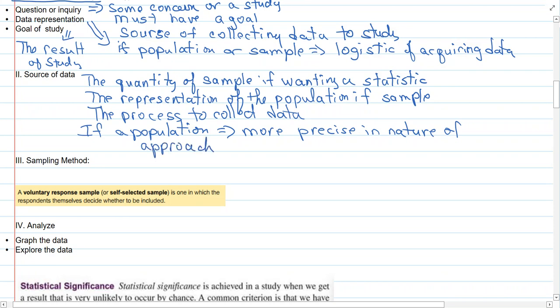To do something like all males or all females or married couples, I mean, that would be an astronomical problem. So we talk now about sampling methods. And we're talking about the most ordinary one and the one that causes us concern the most. And that's the voluntary response.